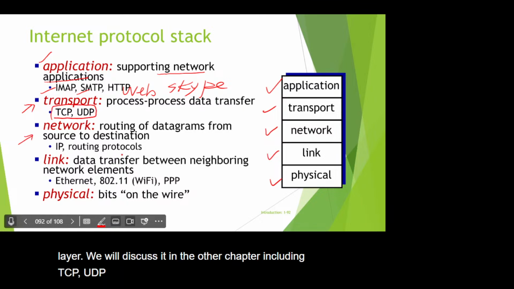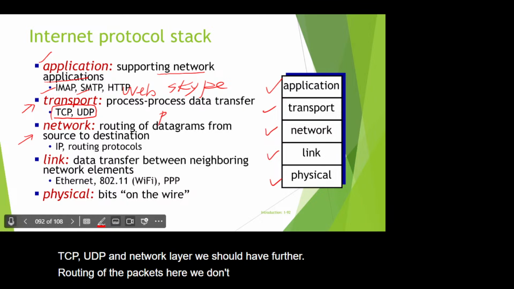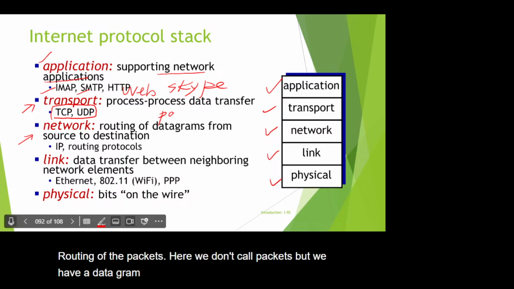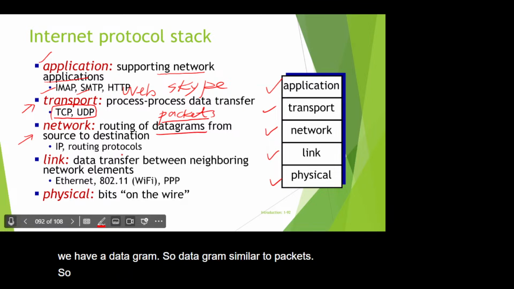And network layer, we should have the routing of the packets. Here, we don't call them packets, but we have a datagram. So a datagram is similar to a packet. So routing of a datagram or packets from the source node to the destination node.